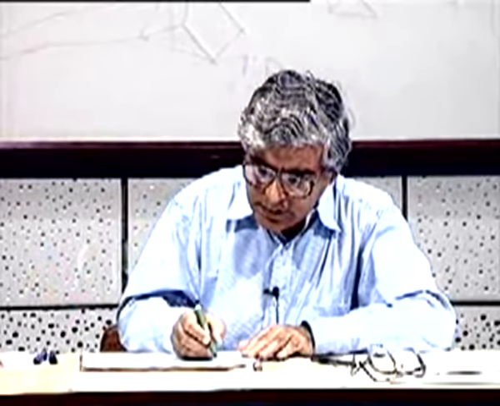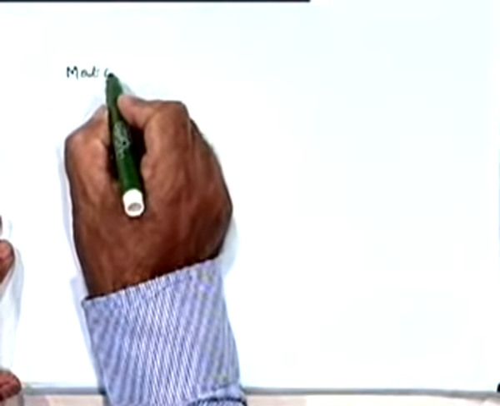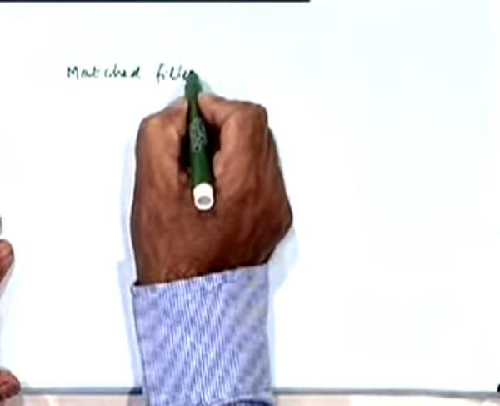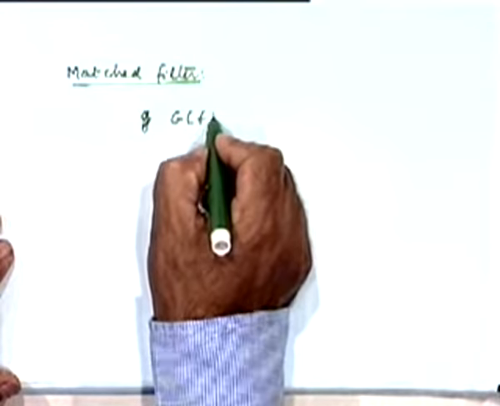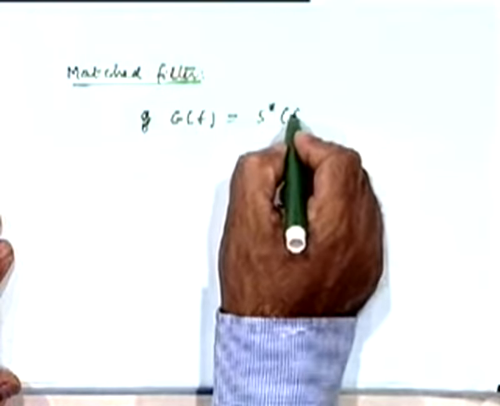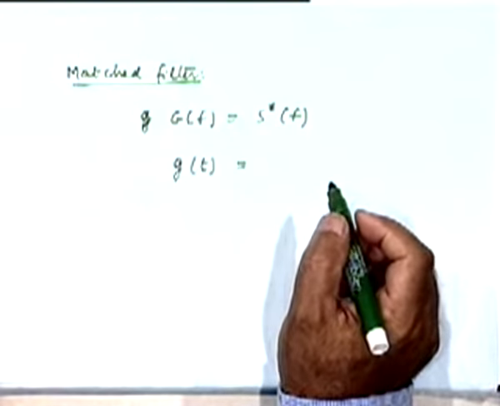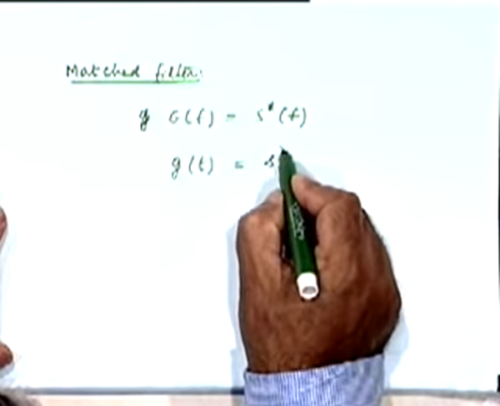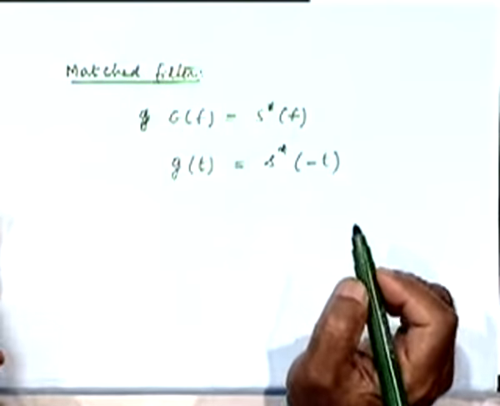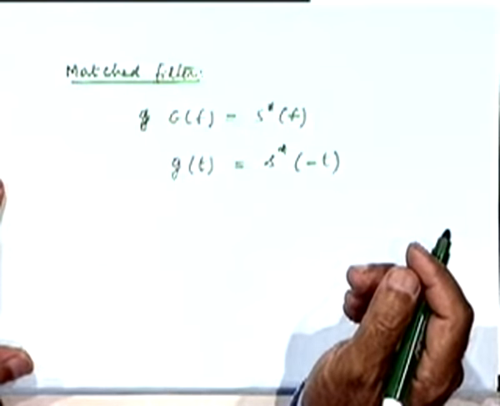Okay, let me write down an expression for the matched filter in time domain. We start with G(f) equal to S conjugate(f). What will be the expression for g(t)? Can you straight away tell me? S of minus t. Or will it be S conjugate of minus t? No, S of minus t. In general, if the signal is complex, this is what I wanted to check. It is S of minus t.